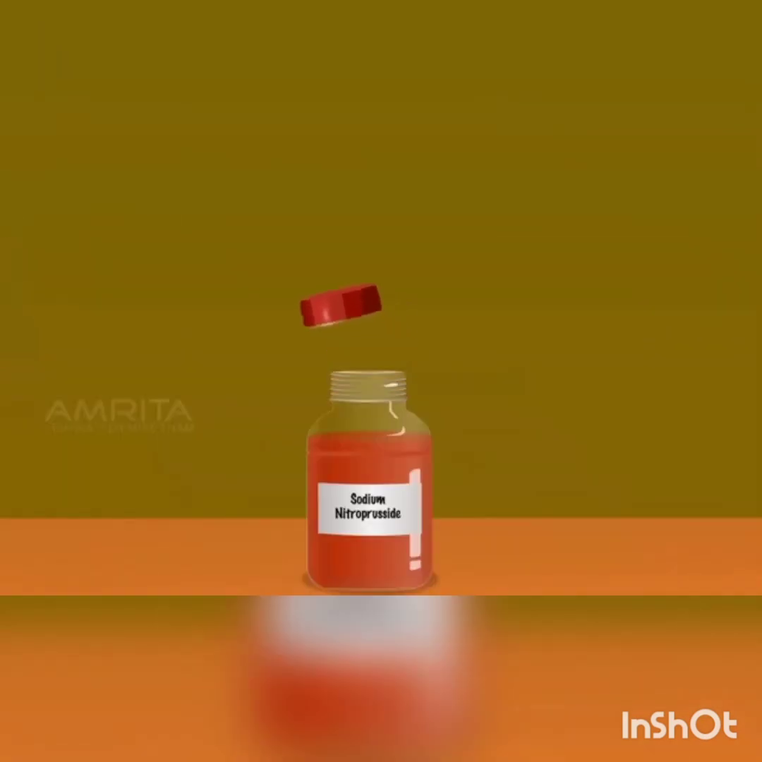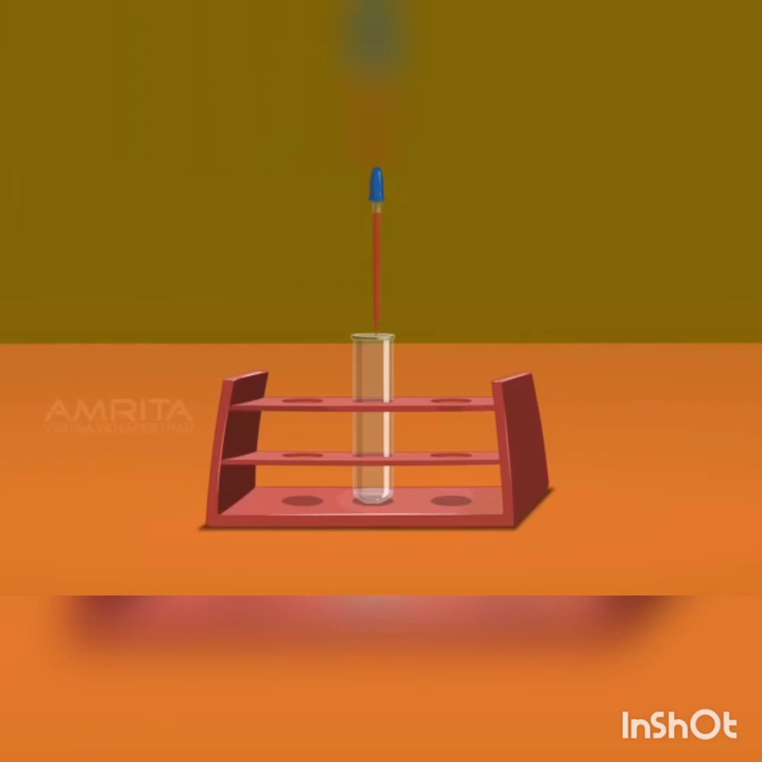Using another dropper, take a small amount of sodium nitroprusside solution. Add a few drops of sodium nitroprusside solution into the test tube containing Lassaigne's extract. The sodium sulfide formed during the preparation of Lassaigne's extract gives a purple or violet color with sodium nitroprusside due to the formation of sodium thionitroprusside.